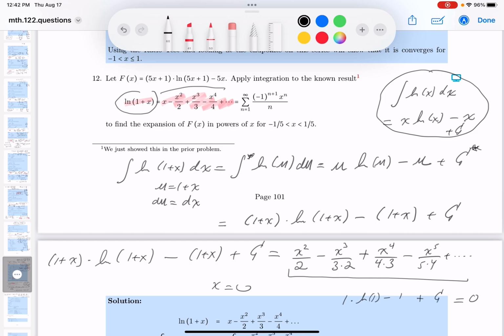All right, so let's see if we can do that. The natural log of 1 is 0, so c would have to be 1. All right, c must be 1. Let's write that down. And I want to get my eraser out to do that.